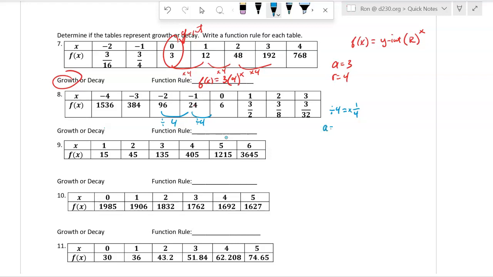So my a value, or y-intercept, I'm going to use is 6. This is my y-intercept. So f of x equals 6 times, dividing by 4 is the same as multiplying by 1/4, so I'm going to use 1/4 to the x power. Since I was going down and it is exponential, I know it's decay.